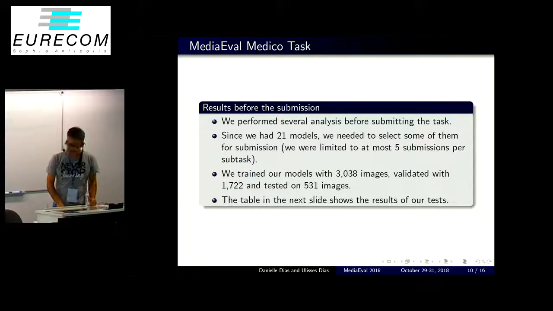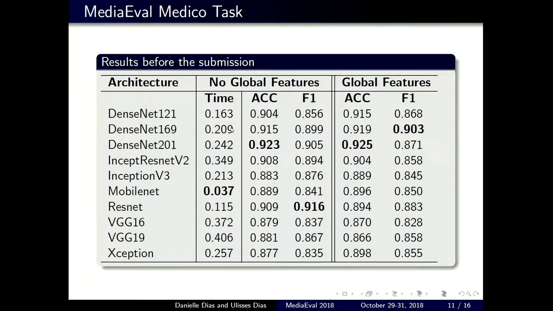For submitting a task, there was a total of 21 models that needed to be selected for the submissions. They were trained on 30 plus images, validated on 1,700, and tested on 500 images. And this table shows the results.